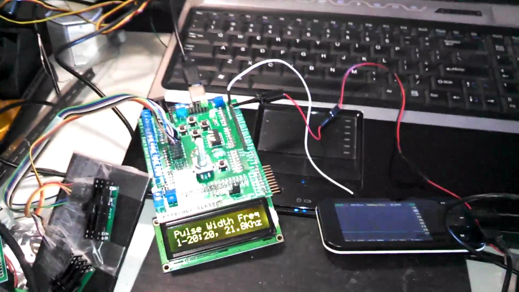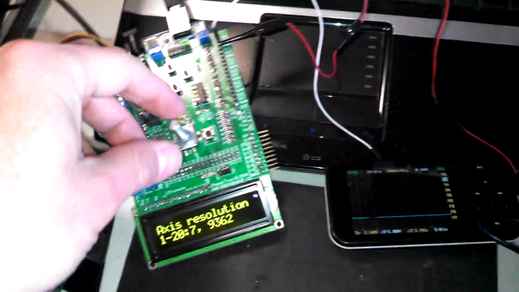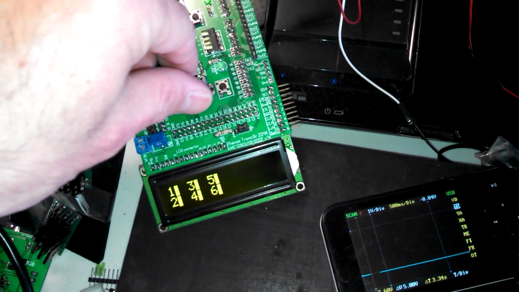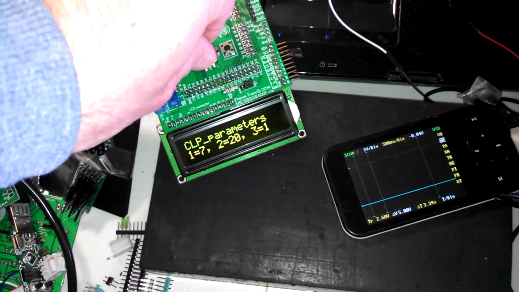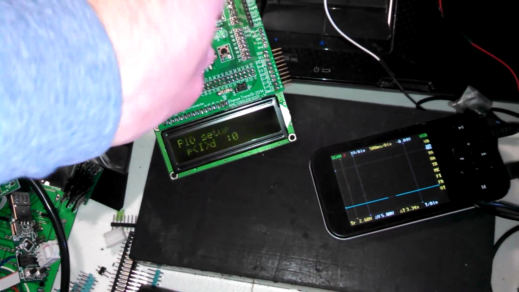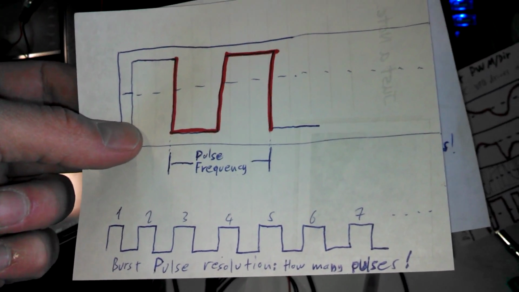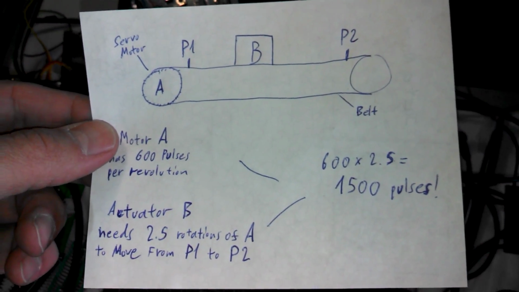Alright, so that's in short how to set up the pulse burst mode for Servo Motors. I hope to have some more documentation on just what this means, for example, but I have actually another card that may help on that.